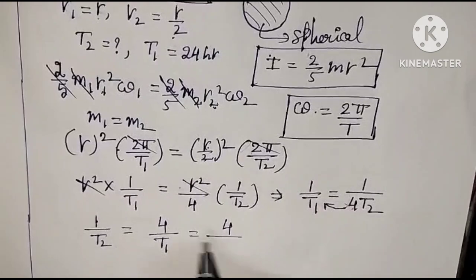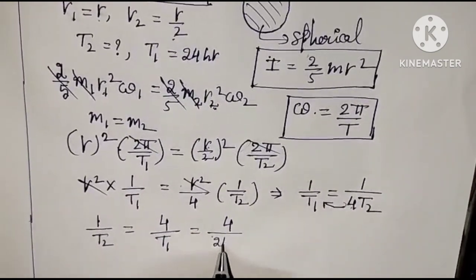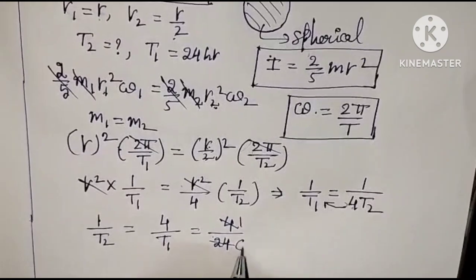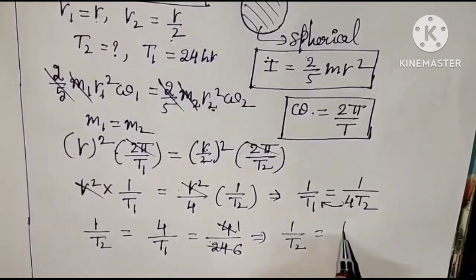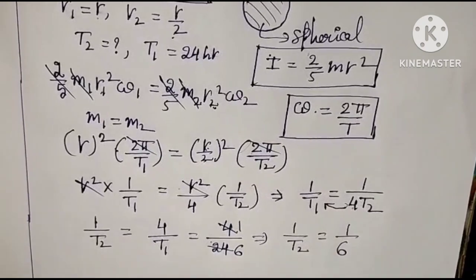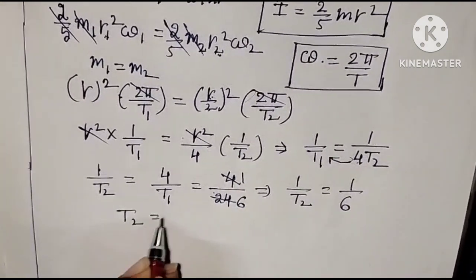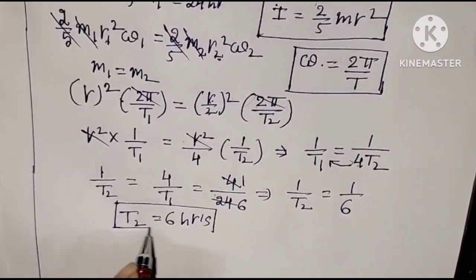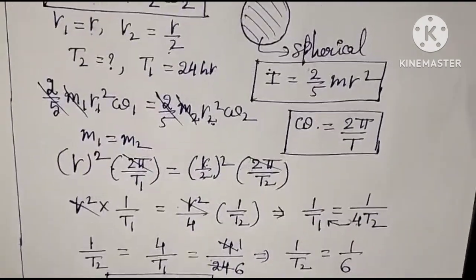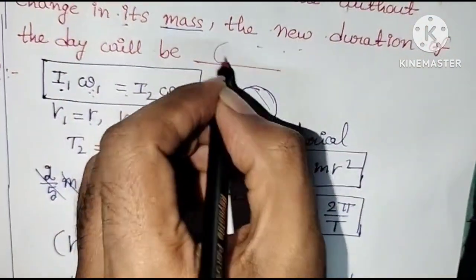So what is the value of T1? T1 is equal to 24 hours. 4 ones are 4, and 4 sixes are 24. Now 1 by T2 is equal to 1 by 6. Now take the reciprocal on both sides. We need the T2 value. T2 is equal to 6 hours. Therefore, the new time duration will be 6 hours.